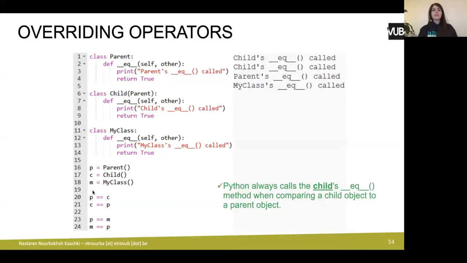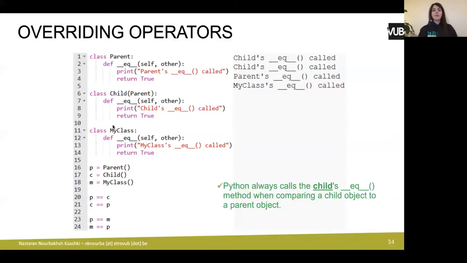So I create three different instances from these three different classes. If I compare P and C, which are two instances, P from the parent and C from the child, the child's EQ function will be called. If I compare C and then P, you can see that again the EQ function of the child will be called.